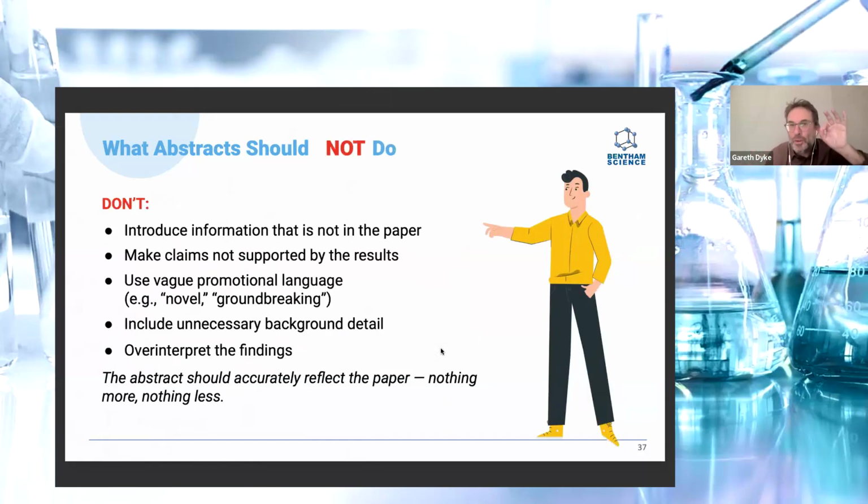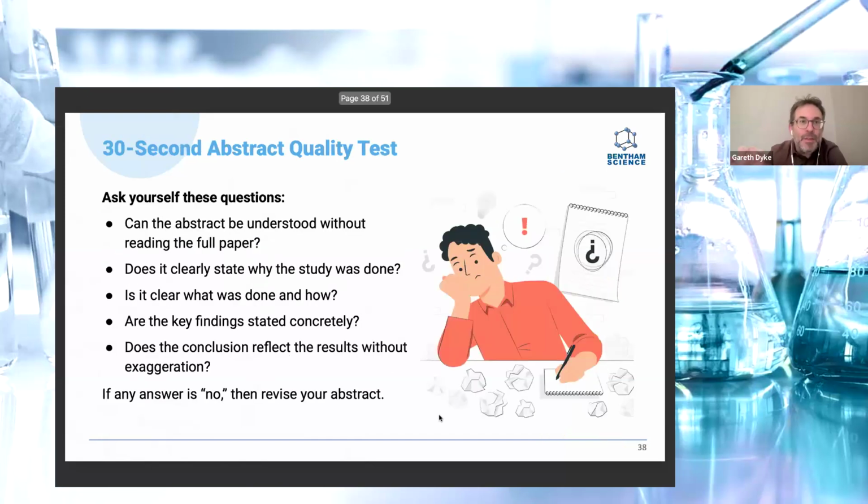So abstracts should not introduce information that's not in the paper, make claims that are not supported by the results, use vague and promotional language like novel, groundbreaking, fantastic, marvelous. Okay, include unnecessary background details. Remember your succinct, concise, well structured, and well written introduction. Don't let yourself down by adding additional information here in the abstract and over interpretation of the findings. This will set you up for problems in the peer review process. Your abstract must accurately reflect the paper, nothing more and nothing less.